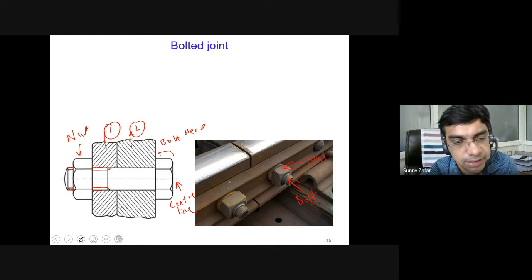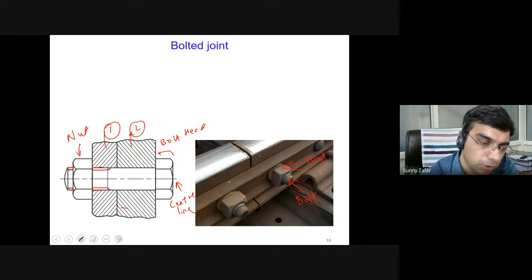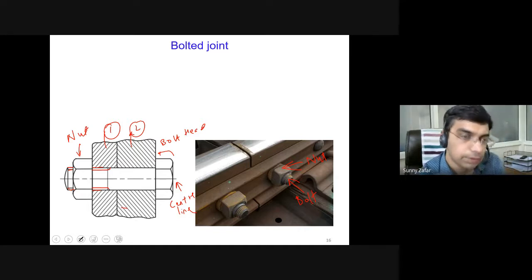So the hatching pattern will be shown, since these are metallic parts. The hatching will be done in a reverse manner to indicate that these are two different parts which are joined using this bolted joint. So I will now come to the various dimensions of this bolt and nut in the next slide, which you have to refer to for drawing it in a given practical problem.